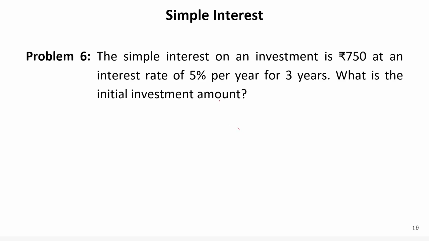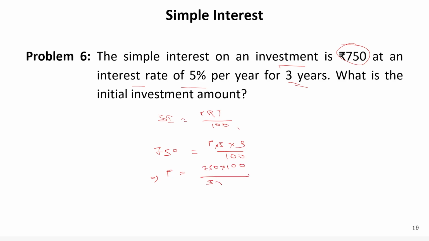So any one of these methods can be used to calculate the simple interest. So let's see problem number 6. The simple interest on an investment is 750 rupees at an interest rate of 5% per year for 3 years. Then what is the total investment amount? So SI is equal to PRT by 100, right? P we don't know, so P remains the same, R is 5 and T is 3, by 100 is equal to 750. So this implies that P is equal to 750 into 100 whole by 5 into 3. So this is what?